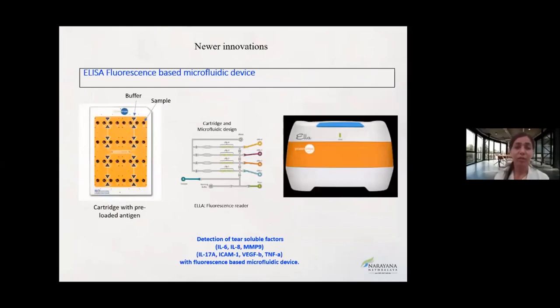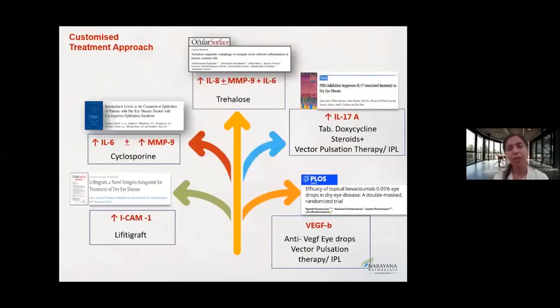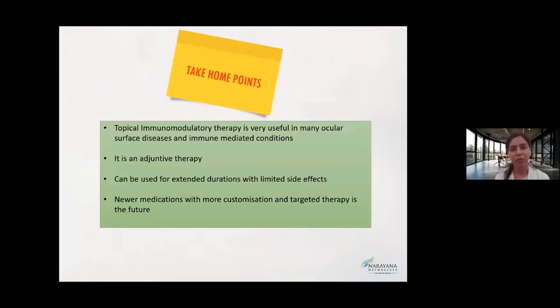The newer innovations now are to try and detect these inflammatory markers. We have a microfluidic device, which is getting more and more available to us, where we can detect the various tear soluble factors rather than just one or two. You can have an entire panel of it. How this would help is that once you know which markers are elevated or altered, you can direct your therapy to them. So you know whether you need to use cyclosporin or lifitegrast or add in doxycycline, and that would probably be the way to go in the future.